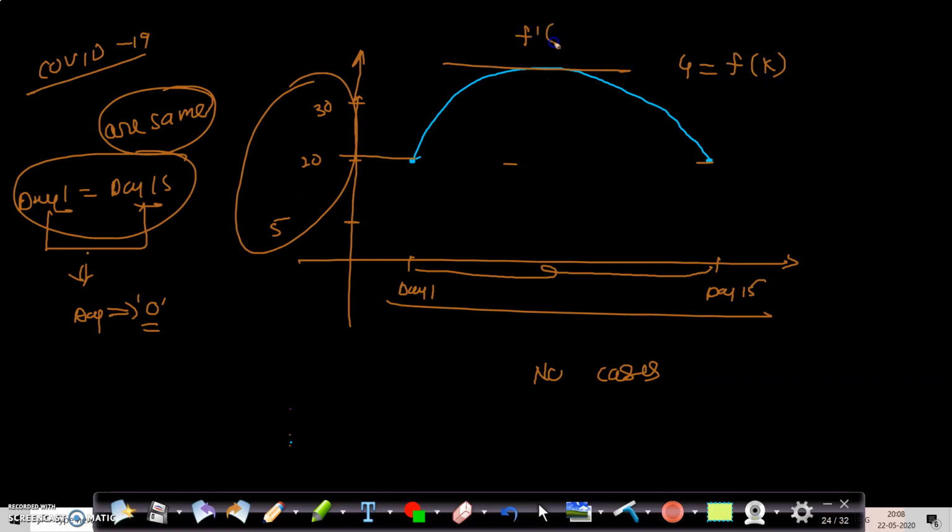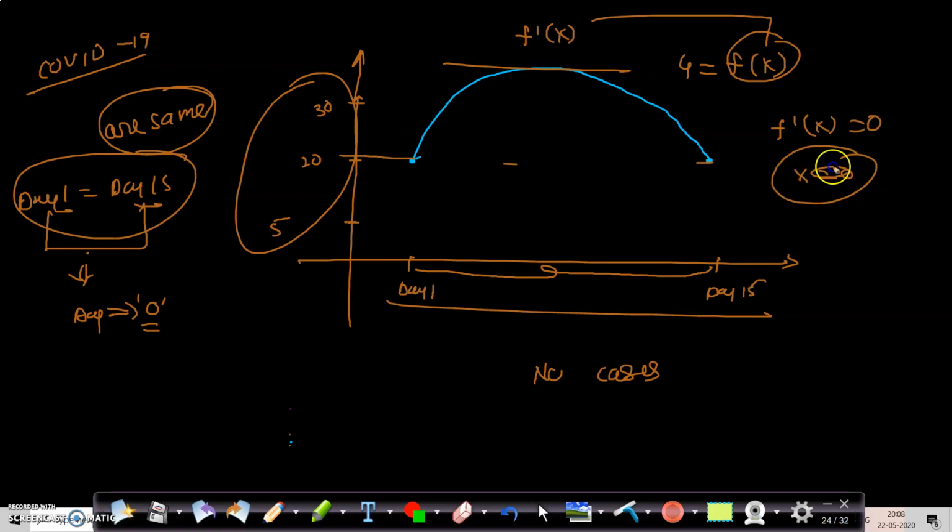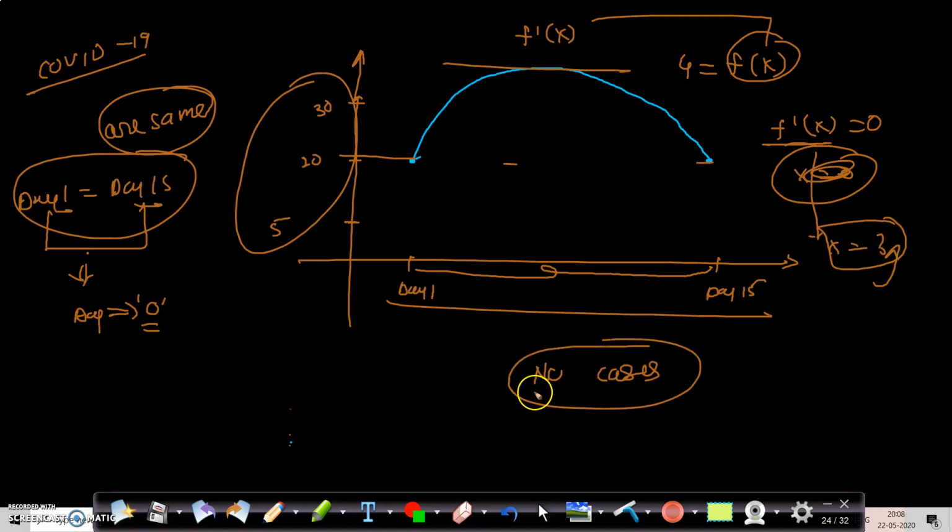I know that if I do the differentiation of this part and put it equal to 0, then I will get the value of x something, and that is going to be your day. That is going to be the day where there will be no cases.